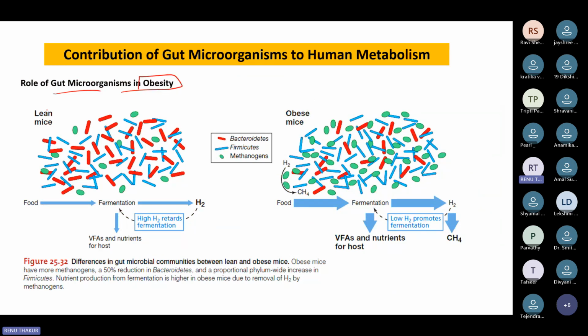So this is a lean mouse and this is an obese mouse. What you can see here is that bacteroidetes are red in color, firmicutes are blue in color, and methanogens are green in color. So these are the differences in gut microbial communities between lean and obese mice, the comparative study of the microbiome composition of lean mice and obese mice. So I can draw it like this.